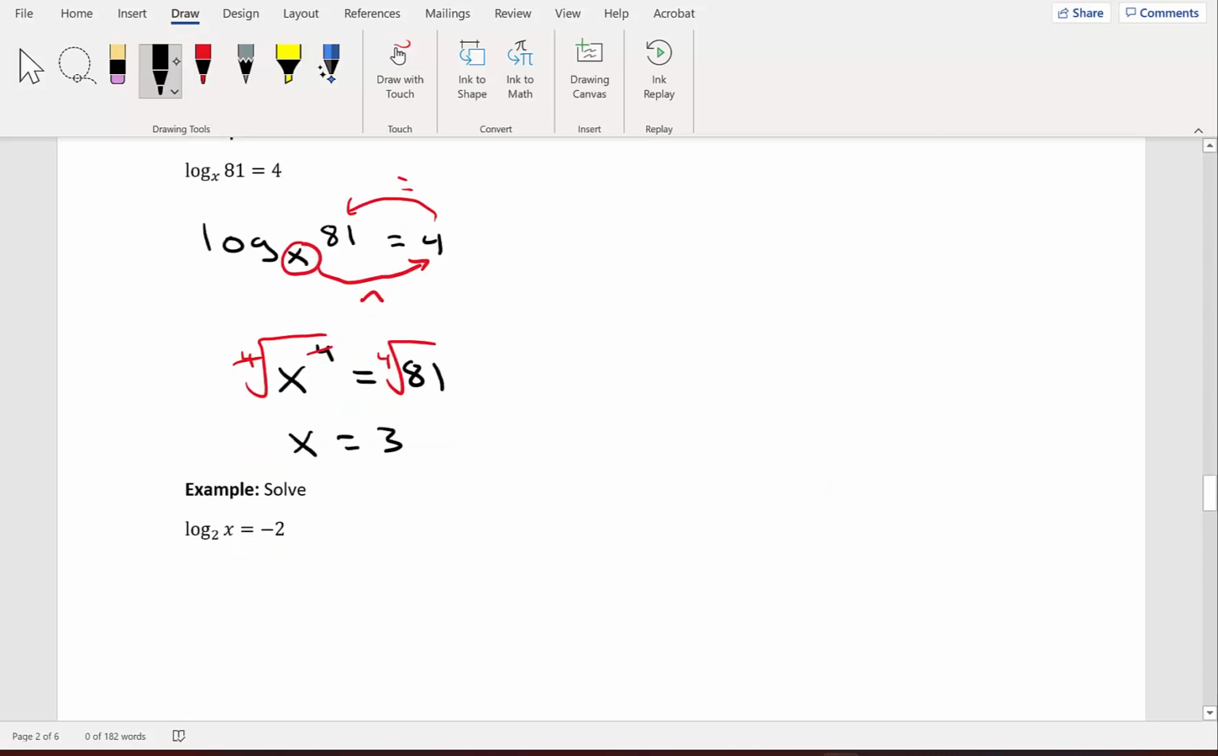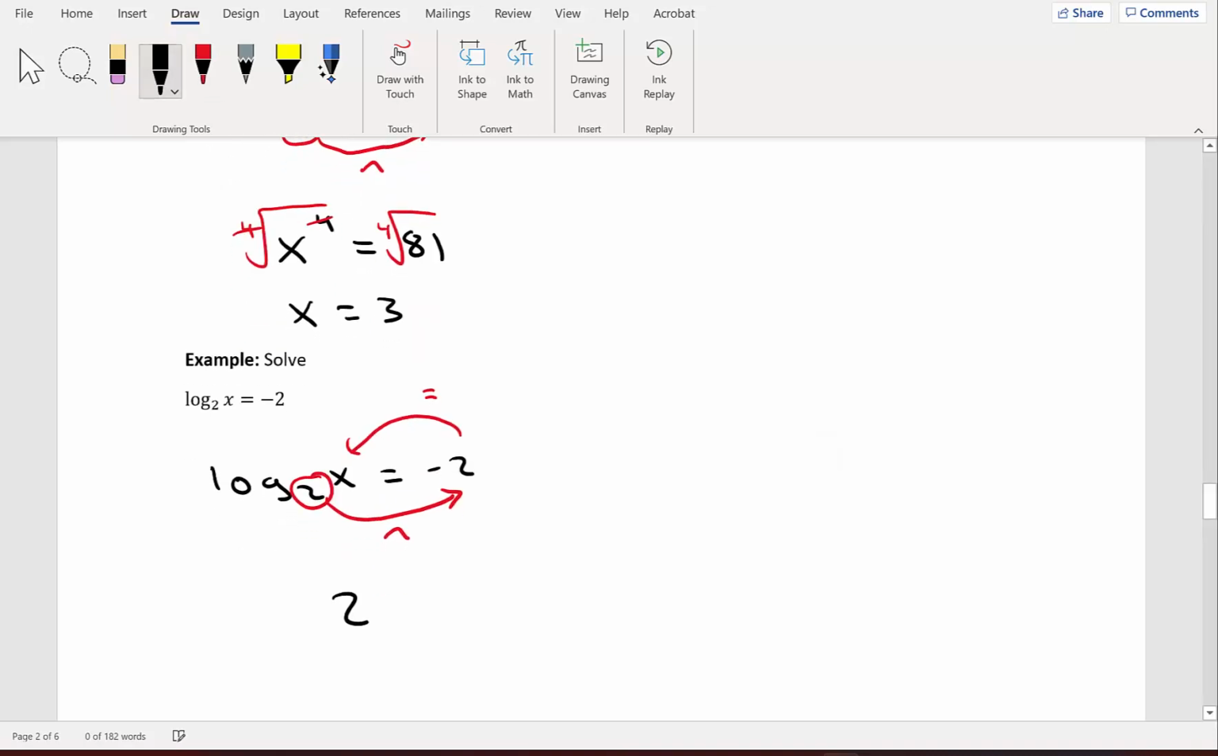Okay, next problem. Log base 2 of x equal to negative 2. Okay, so let's begin by rewriting it to exponential form. So take root 2, and you take 2, raise it to the negative 2nd power, and it has to be equal to x. So we have 2 raised to the negative 2nd is equal to x.